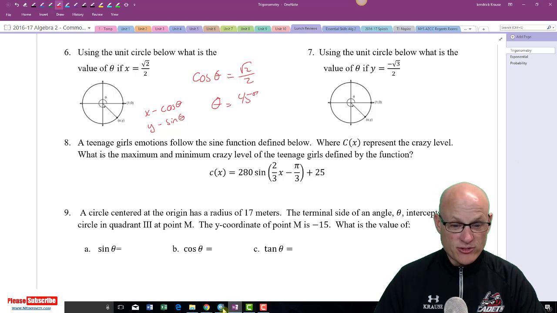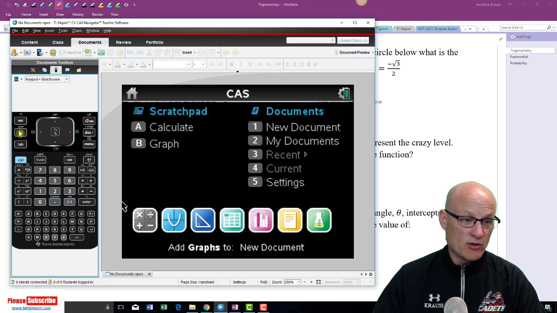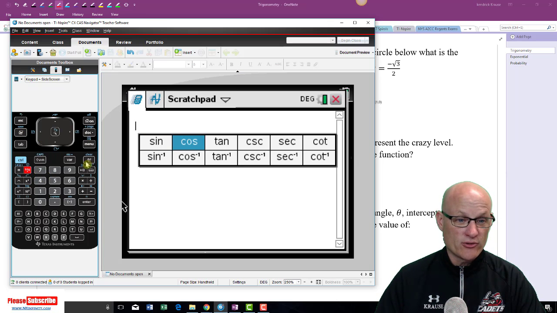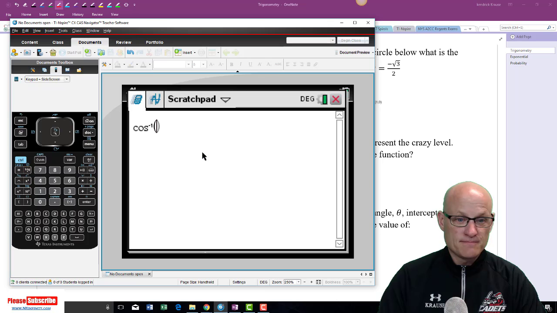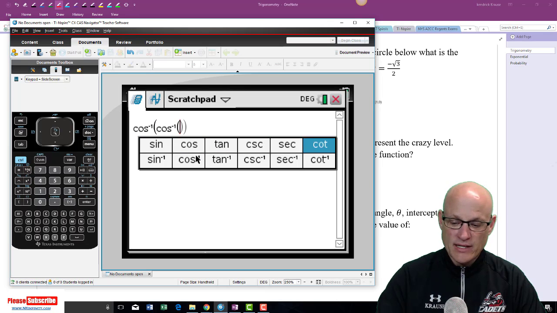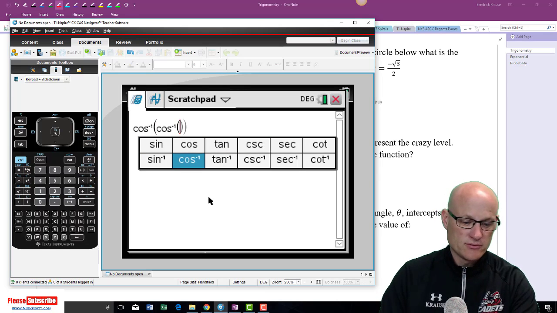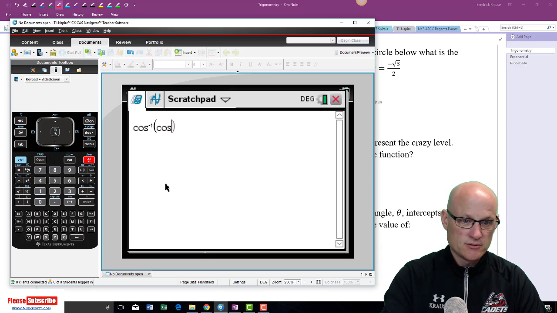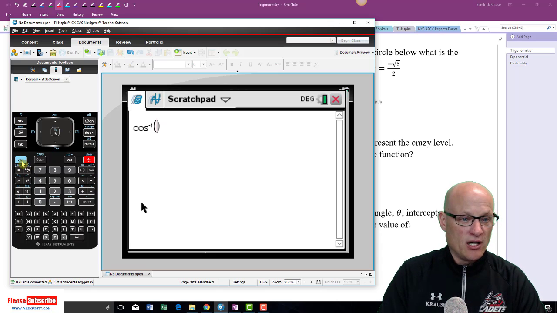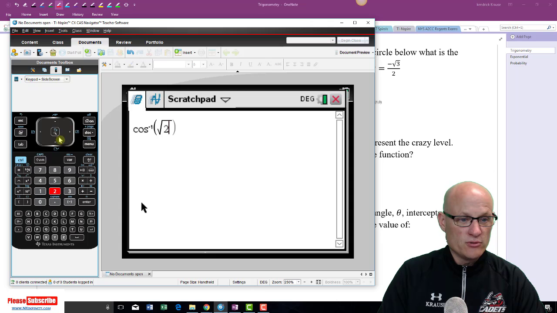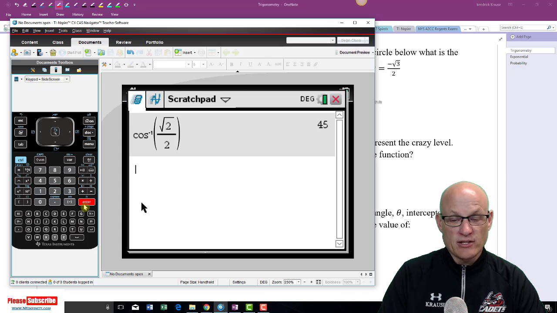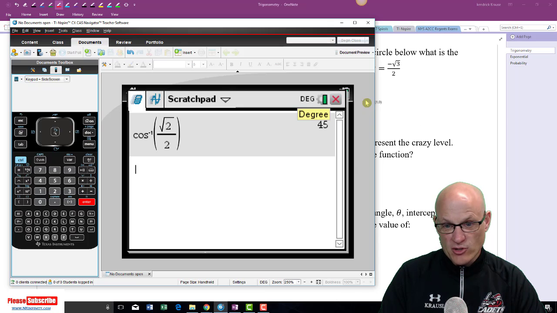Now, if you don't know that, you can always come over to your calculator, go into calculator mode, and do inverse cosine of the square root of 2 divided by 2. Then you get 45 degrees. And notice you've got to be in degree mode.